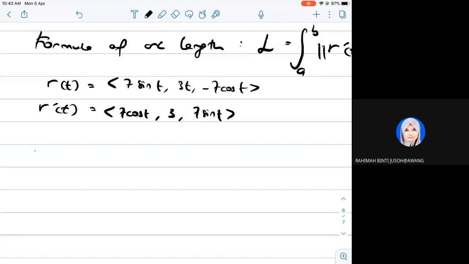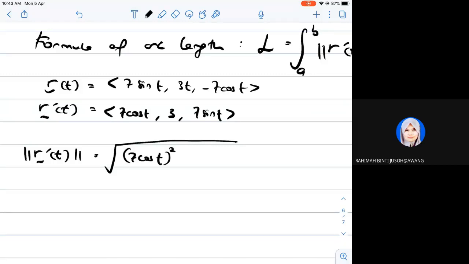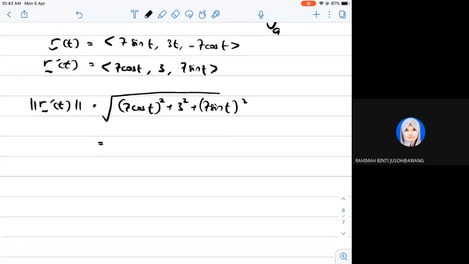Okay, after that we need to find the magnitude of R prime T. So square root of 7 cos T squared plus 3 squared plus 7 sin T squared. So cos squared and sin squared give 1, right? So straight away 49 plus 9. I just do it like that. So we get 58.